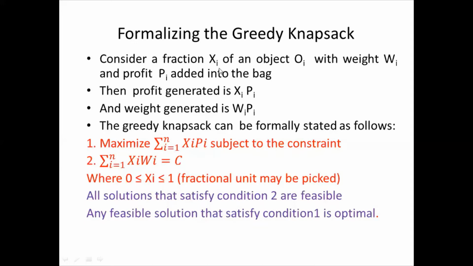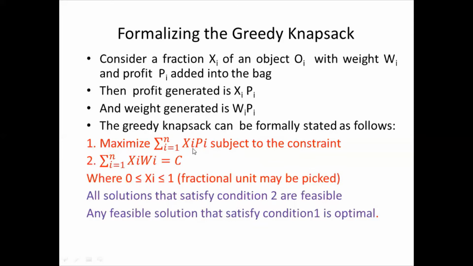Given that xi is a fractional unit of the object Oi selected, the profit generated is xi into pi, and the weight generated is xi into wi. Now, if I formally state the greedy knapsack, it satisfies these two conditions. The first condition that it has to satisfy is to maximize the profit of all the xi units of the objects selected, where pi is the respective profit.